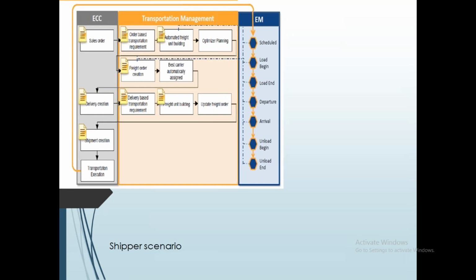If you see, this is the standalone scenario where we used to create a sales order. From the order, we used to create a new document called an order-based requirement. Then the freight unit is created. You perform your planning. Once the planning is performed, the shipment document, which is nothing but the freight order, gets created. Then based on the planning in TM, my delivery gets created, and this delivery again creates another document called the requirement document, delivery-based.